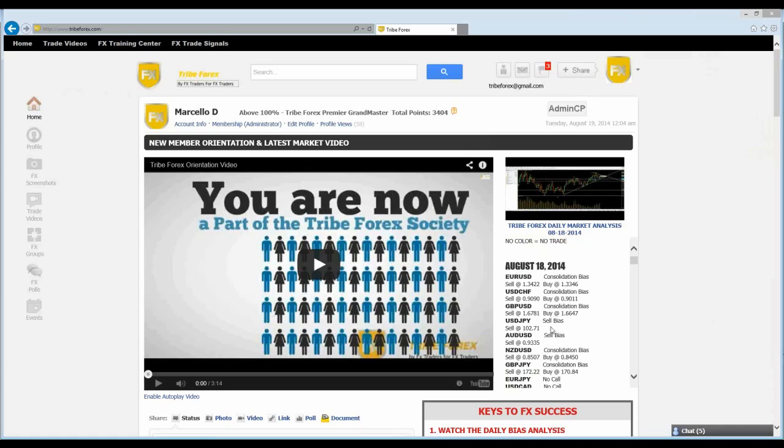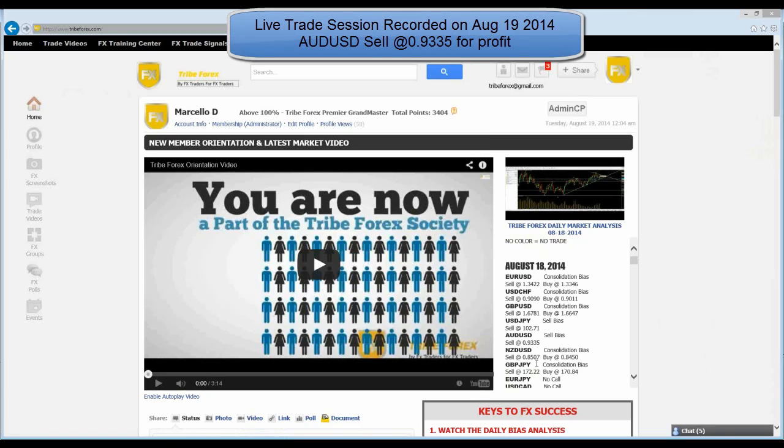So we've got consolidation areas here, so we're going to go ahead and send that up. Sell at 102.71 on the dollar yen, Aussie dollar sell at 0.9335. New Zealand sell at 0.8507, buy at 84.50. Pound yen consolidation, sell at 172.22 and a buy at 170.84. So we have a lot of consolidation plays here. I'm going to show you how to set that up on your charts.